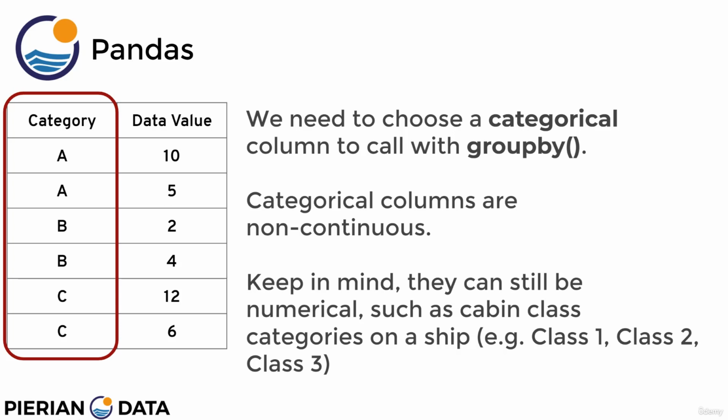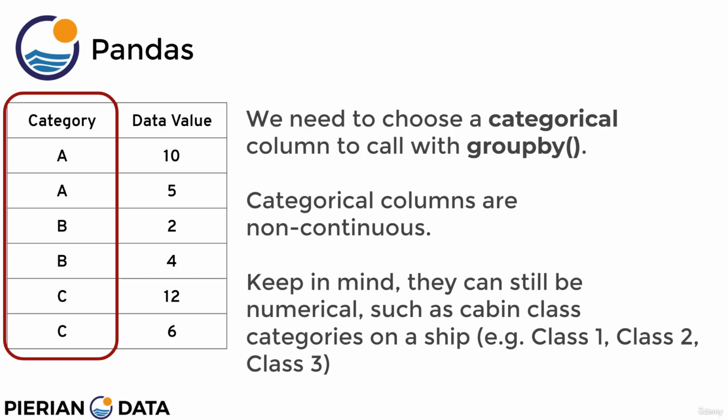Now, often beginners are confused and they think that categorical columns must be a string column. While it's more common for them to be string columns, keep in mind that they can actually still be numerical. So for example, the cabin class category on a ship or a plane, like first class, second class, or third class, those could just be represented as numbers 1, 2, and 3. Another example could be the model year for a dataset consisting of cars. You can have the category of 1970, 1971, 1972, and so on, just different years. So keep that in mind.